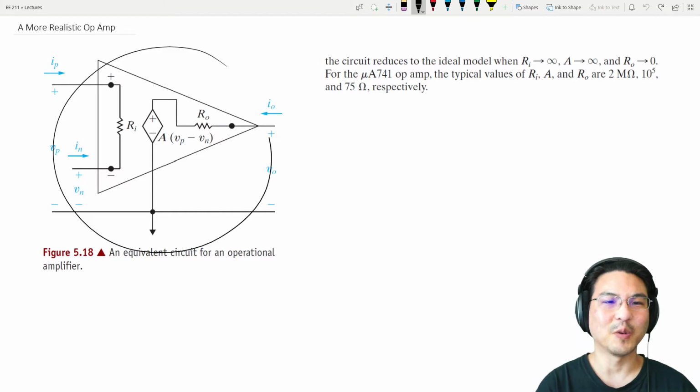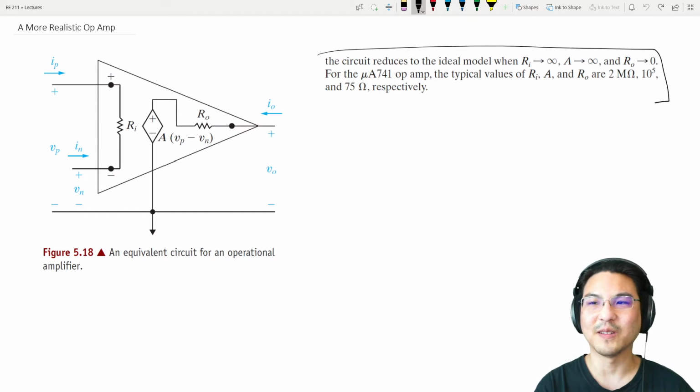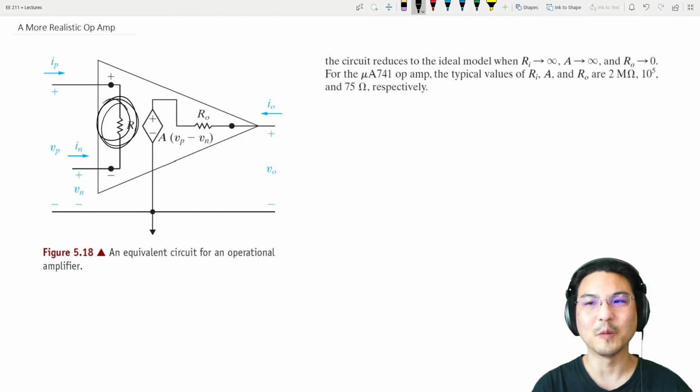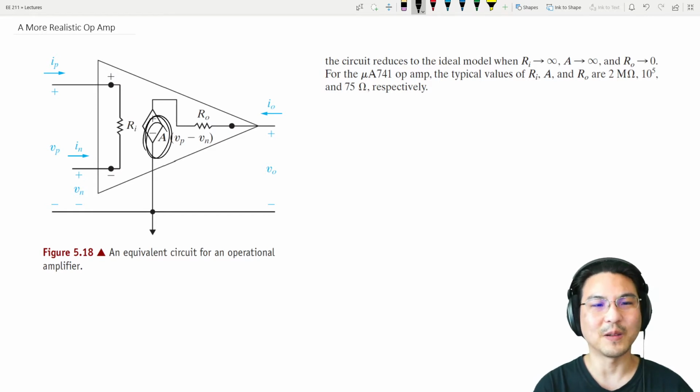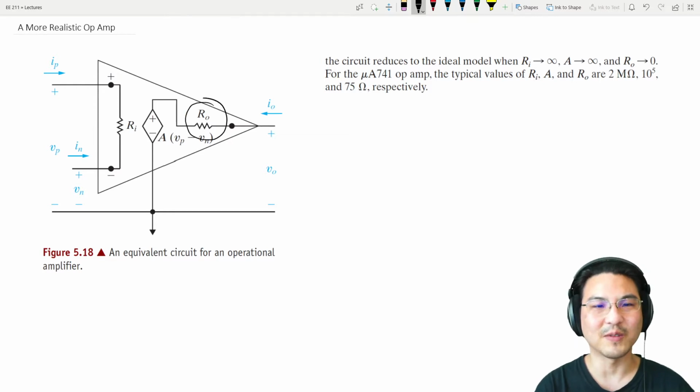So this is a more realistic representation of an op amp where there is input resistance here that's less than infinity, an output resistance here which is more than 0, and there's actual gain here that's not infinity. And these are realistic numbers: the input resistance here typically is 2 mega ohms, the gain here is typically 100,000 or so, and the output resistance here is around 75 ohms.